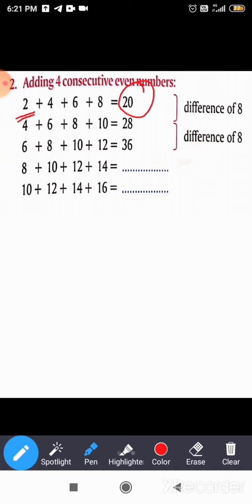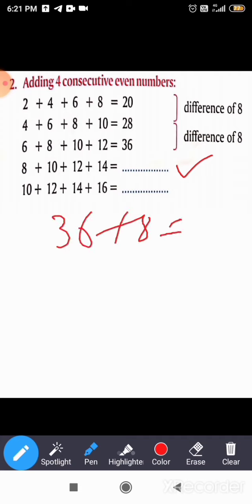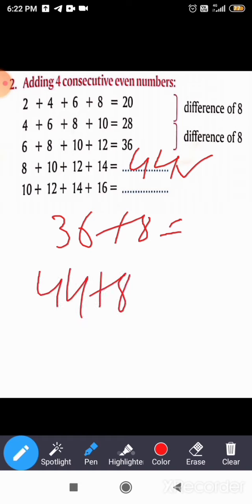After that, the next number is 4, no? So if the series is starting from 4, add 8. 28 is the answer. If the series is starting from the next, 6, to 28 you are going to add 8, so your answer will be 36. For finding the next one, 36 plus 8, it will be 44. For the next one, 44 plus 8, your answer will be 52. So this way you can find out the answer easily.